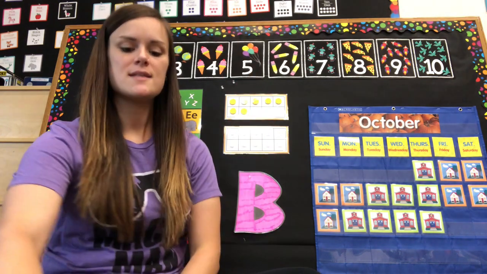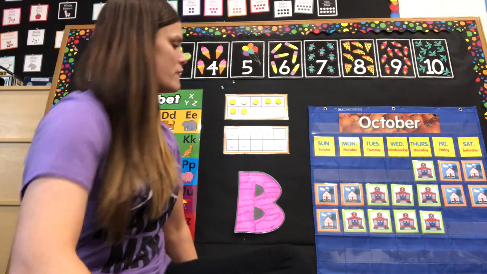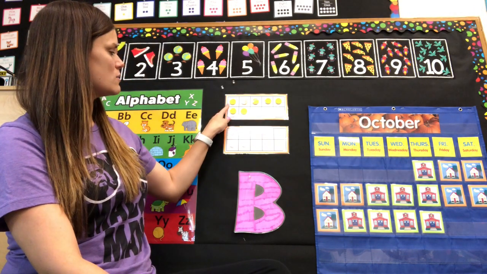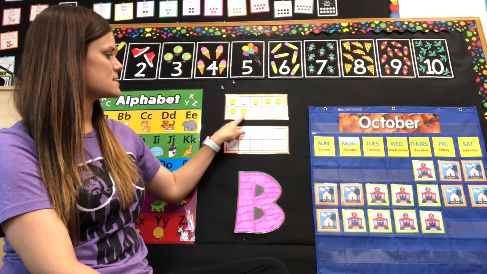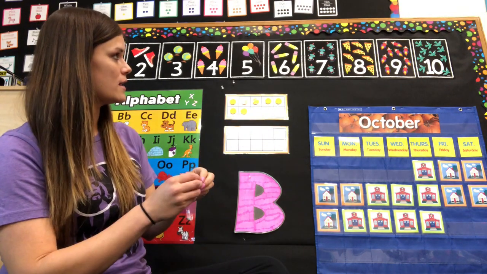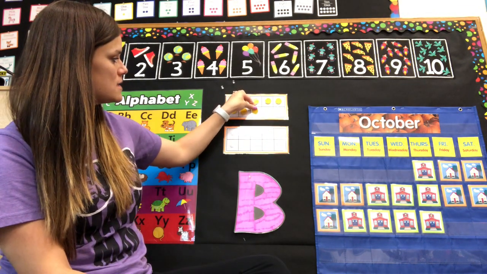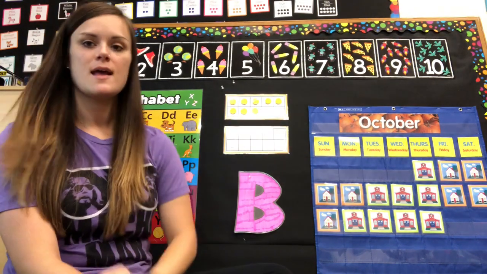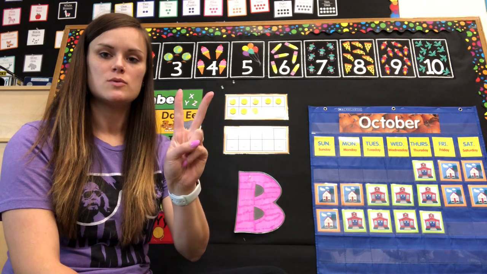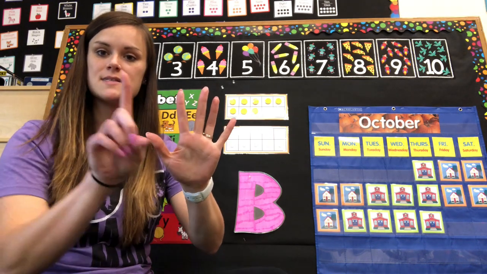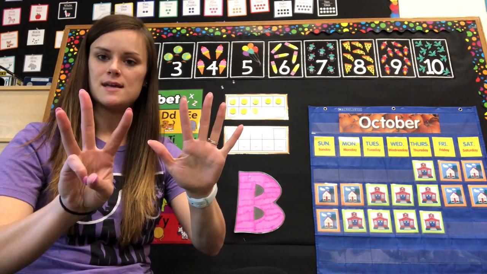Hey, let's add up a dot for our 4K days. We've had 1, 2, 3, 4, 5, 6, 7 days so far. And now we need to put up a dot for today, and that makes 8. Can you show me 8 on your fingers? 1, 2, 3, 4, 5, 6, 7, 8.